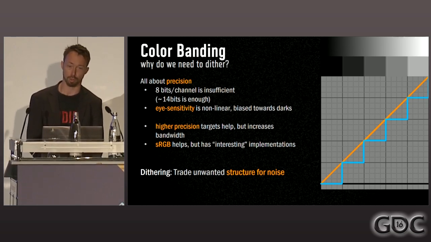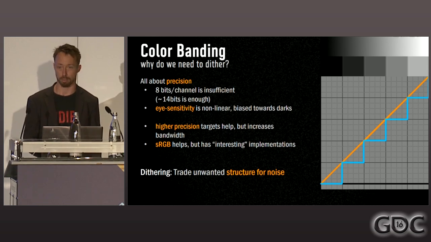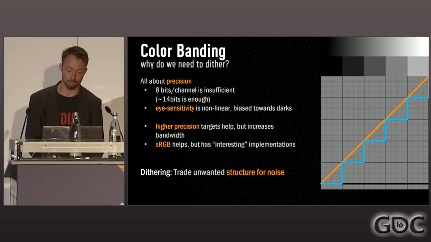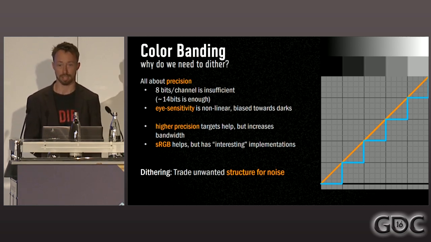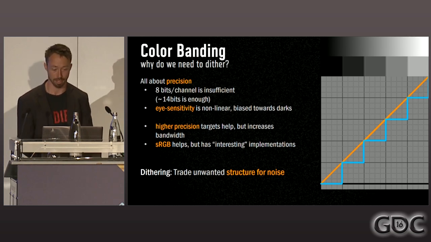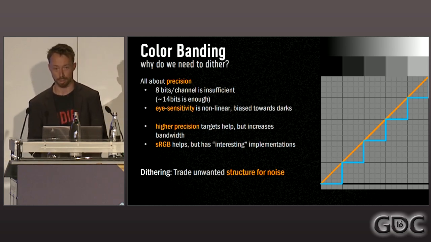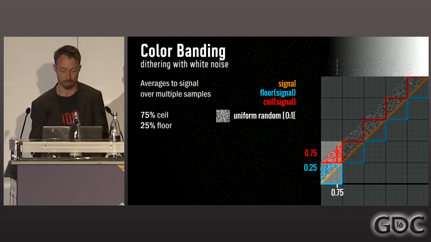So what we could do, of course, was to render to higher precision buffers, but on some platforms that would be slower, even too slow to work. And something else we could do is use the sRGB render targets. But again, on some platforms that has interesting implementations, to say the least. So we chose to explore dithering instead to solve this issue.